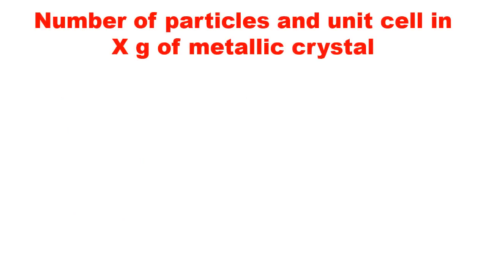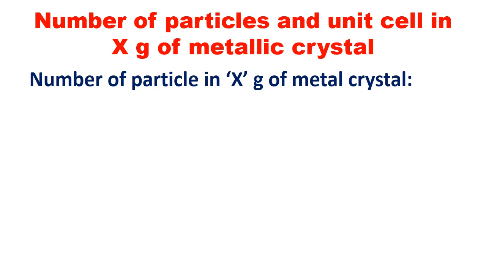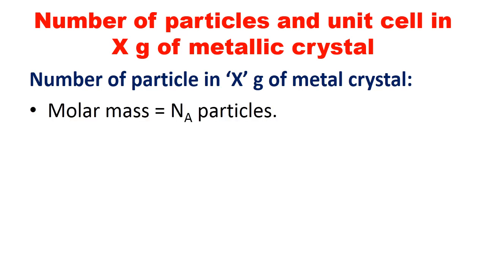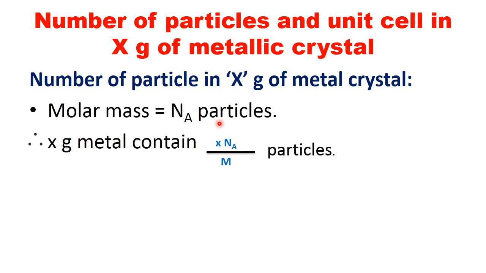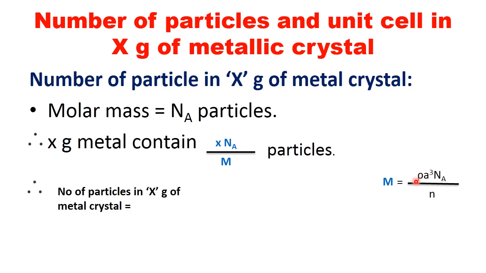Now we will determine the number of particles in X gram of metal crystal. We know that molar mass corresponds to Avogadro number. It means that molar mass contains Avogadro number of particles, and therefore X gram of metal crystal contains X into Na divided by M particles. Now substitute the value of M, which is equal to rho a cube Na divided by n. So we will get the number of particles in X gram of metal crystal is equal to X into Na divided by rho a cube Na divided by n.